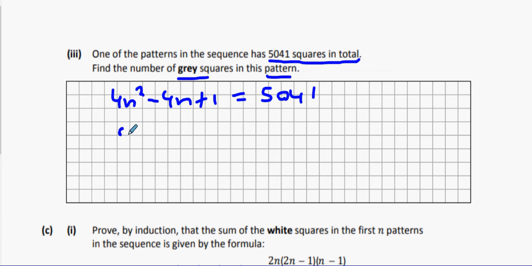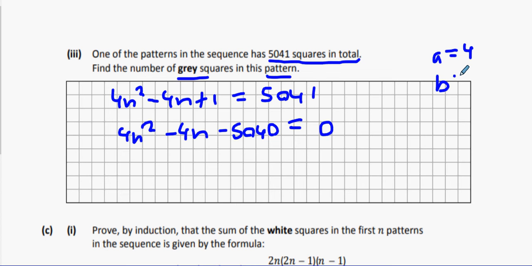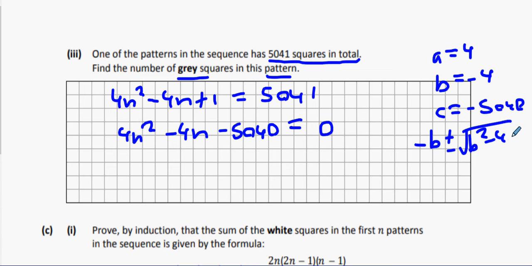4n squared minus 4n, and then bring it over the other side, minus 5040. Now look, you can do the minus b formula. A is 4, B is minus 4, C is minus 5040. Do the minus b formula, lads. I'm hoping we all know how to do the minus b formula by now. And your two answers will be 36 and 35.